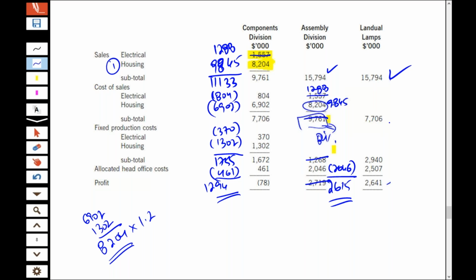And hence this is going to be 15794. The rest is going to remain the same. This is something that you could probably do with respect to it.